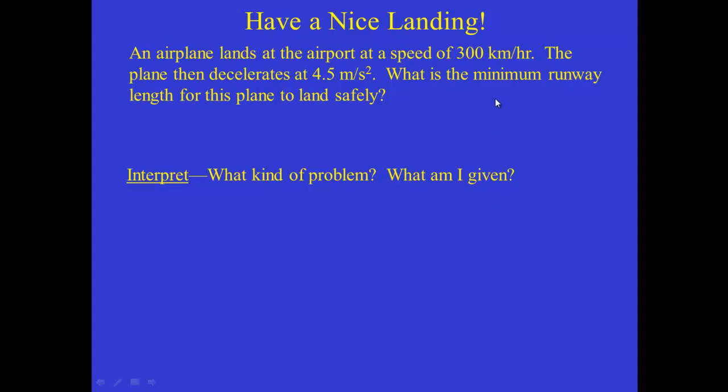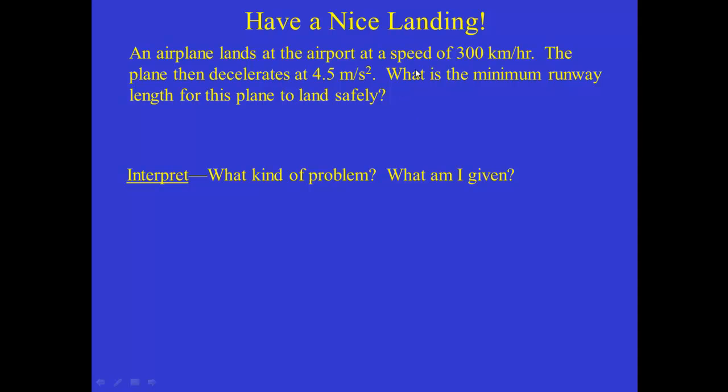What am I given? Well, the numbers that are provided in this problem statement need to be translated into specific symbols. In other words, the plane lands with a particular speed. That's not the final speed. That's, in this problem, the initial speed that it has. Then we're given the acceleration. It's called a deceleration, which tells us something about the sign associated with that. And those are the two quantities that were provided, unless there's additional information that might be hidden somewhere in the problem statement. But that's what the interpret step is all about.